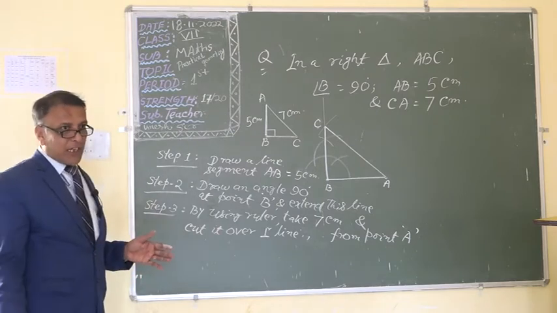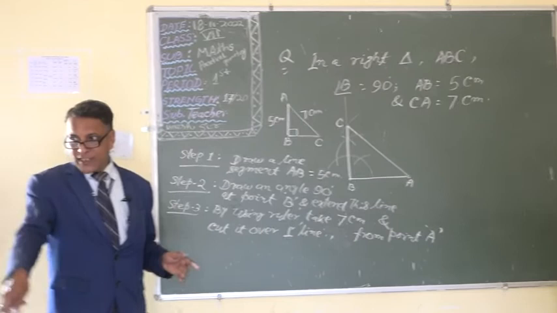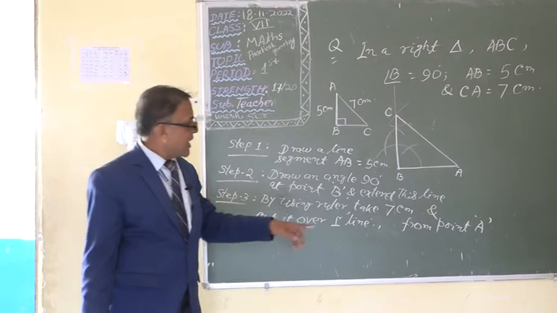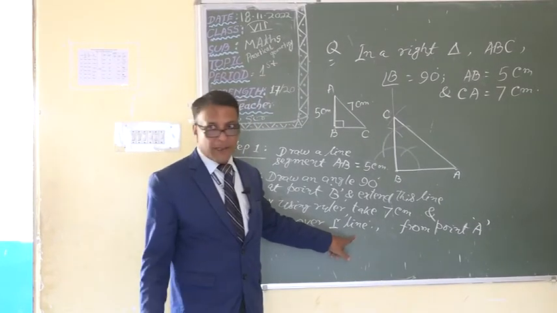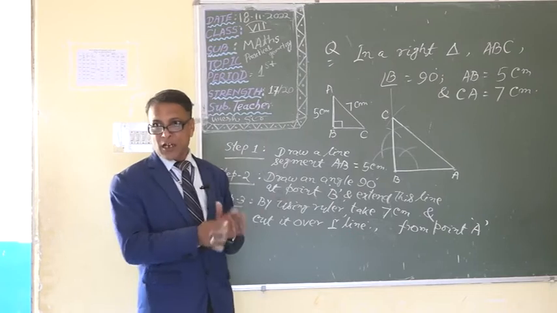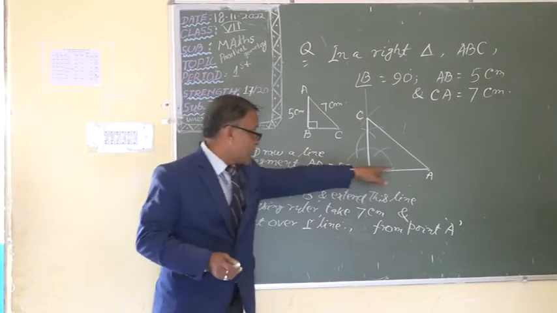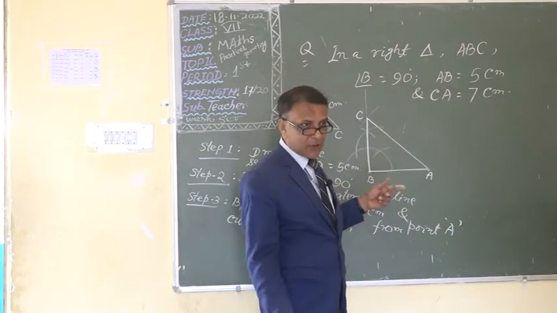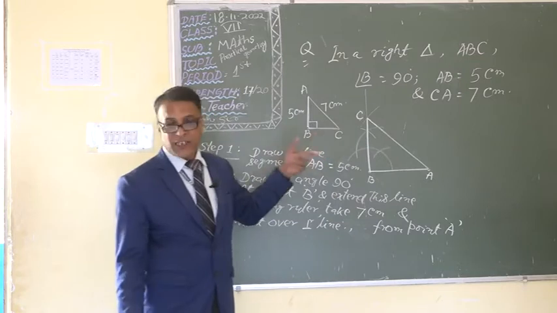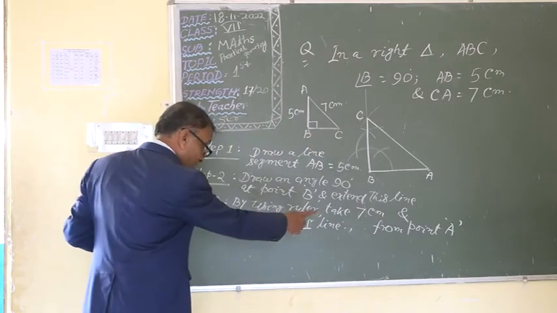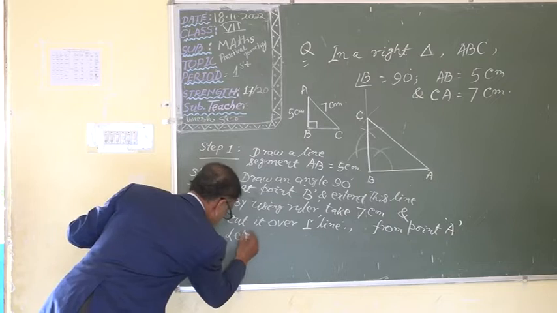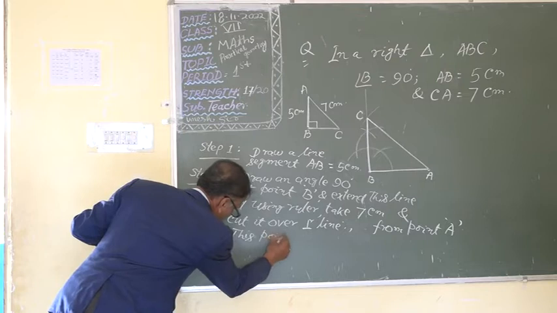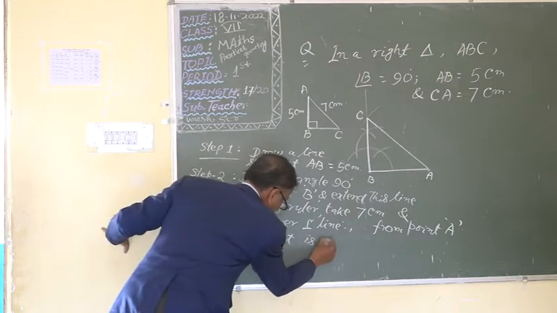Because point C till now we have not got. When I will cut it, then I will get the point C. That's why here I had written perpendicular line BC. That will be wrong because till now we have not got the point C. When I cut an arc upon this perpendicular line, then only I will get the point C. Let this point be C.